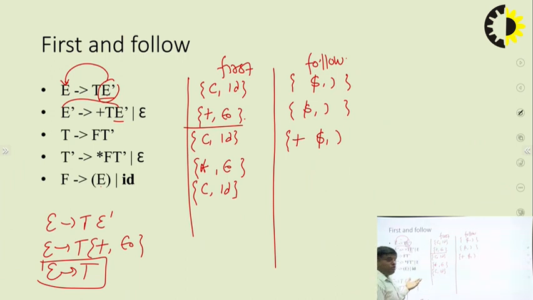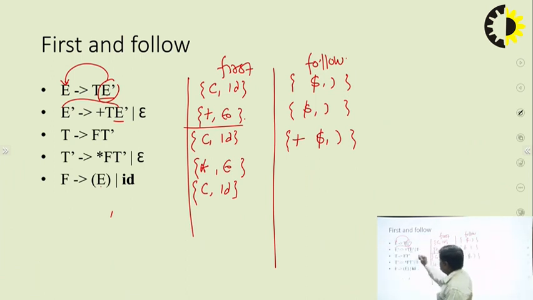Then what is the follow of T dash? Nothing. It means, what is the follow of T? The follow of E is known as the follow of T. Then by this rule we compute the follow of the E dash. Similarly for this production, we apply the same procedure.